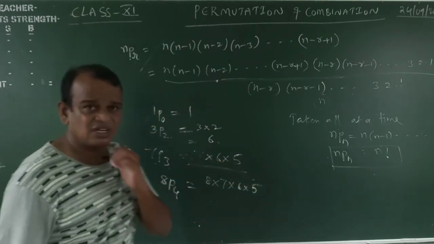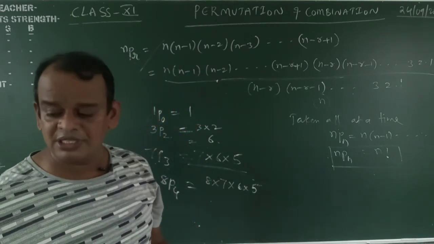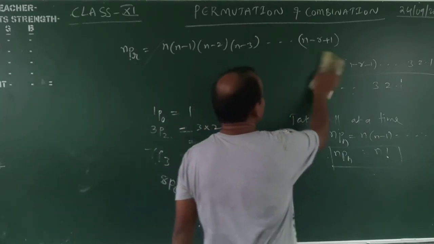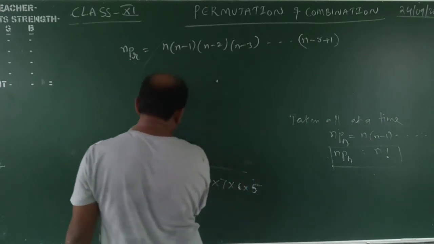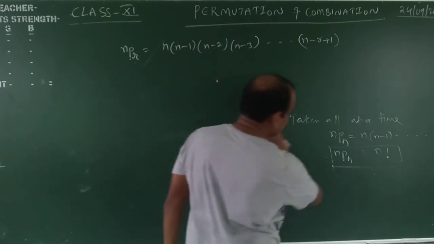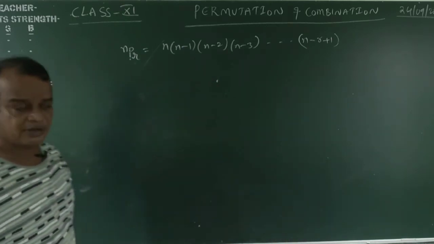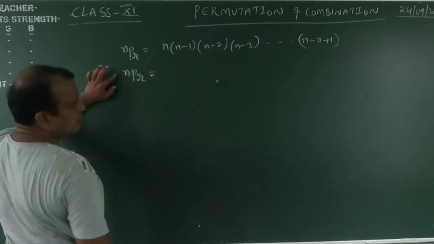I hope that you understood. Remember the formulas once again, my dear students. nPr contains the r factorial, that is, the continued product of r terms. The continued product of r terms means it has the r factorial. Now there is another formula for nPr.